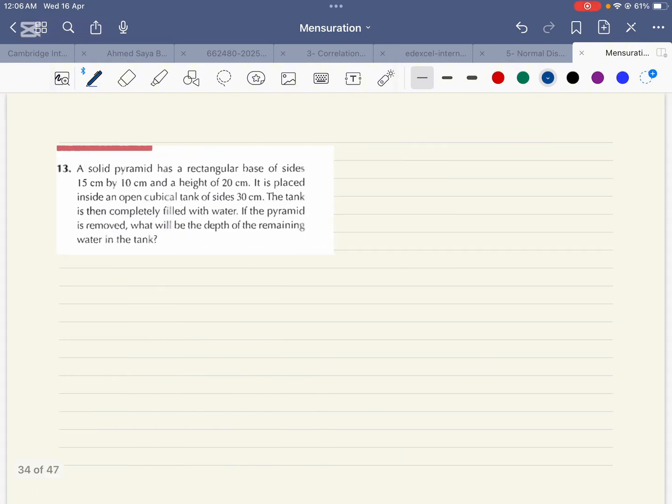Moving on to the next question. A solid pyramid has a rectangular base of side 15 into 10 and a height of 20 centimeter. If the pyramid is placed inside a cubical tank of sides 30 centimeter, so as it's a cubical tank, it means all the dimensions measure 30 centimeter. Tank is then completely filled with water. If the pyramid is removed, what will be the depth of remaining water in the tank?